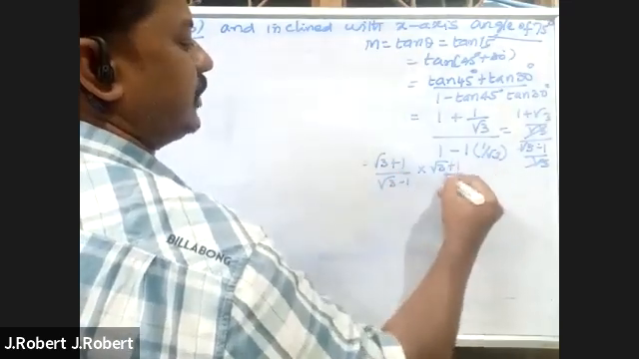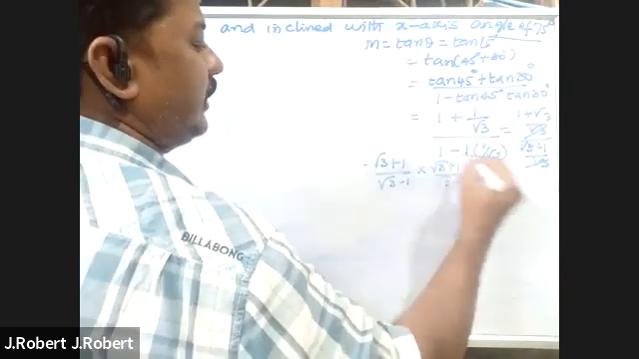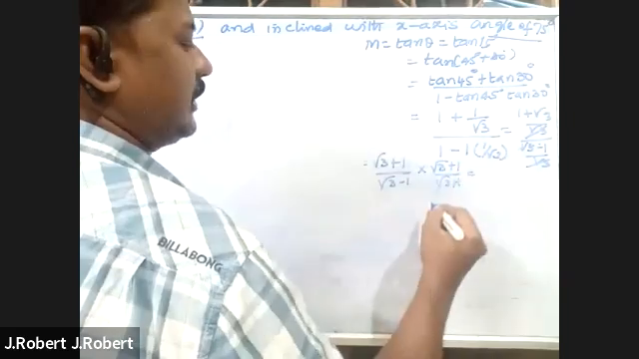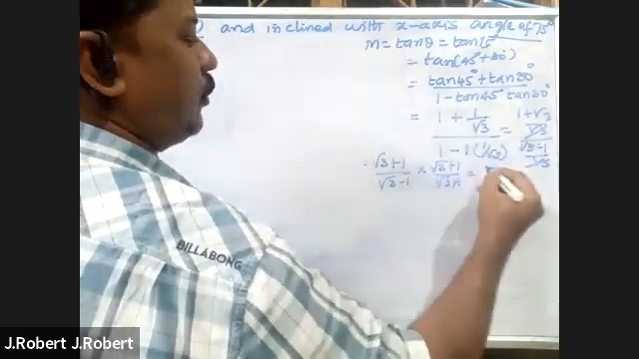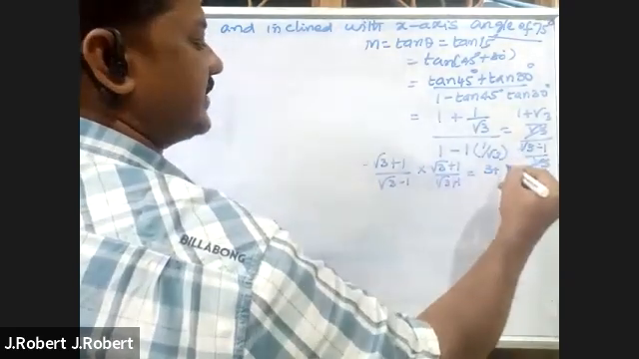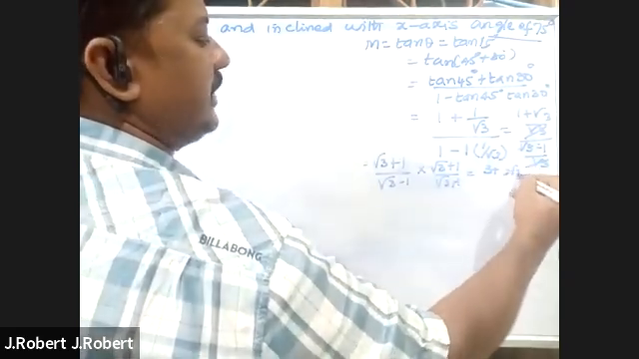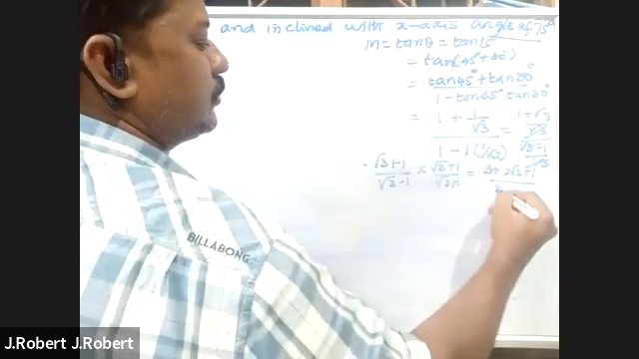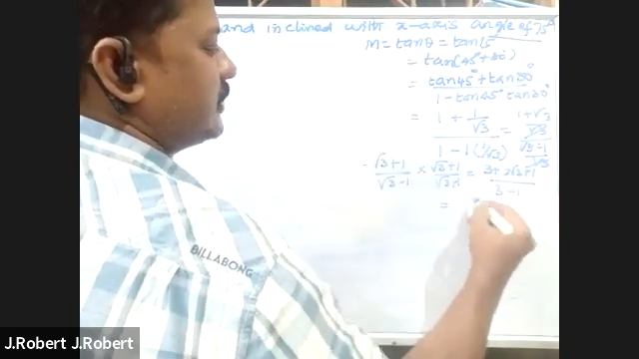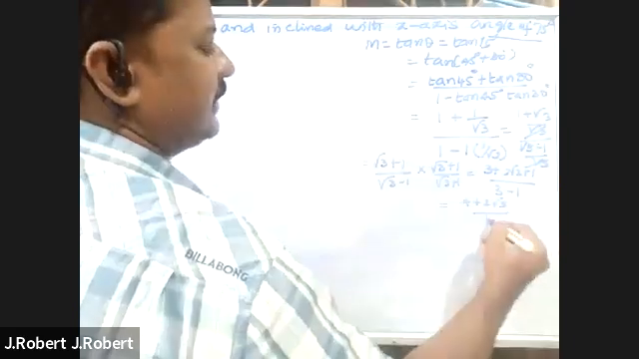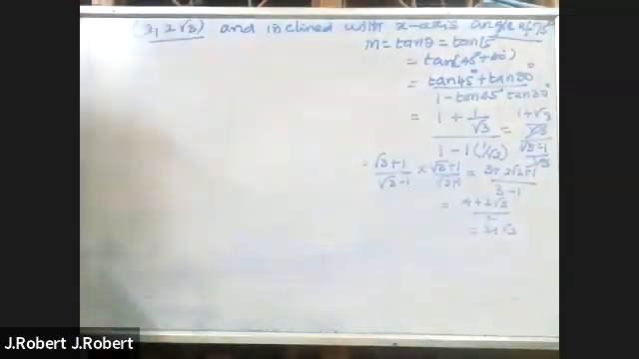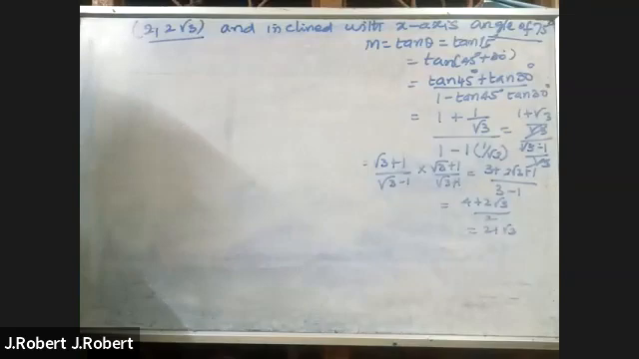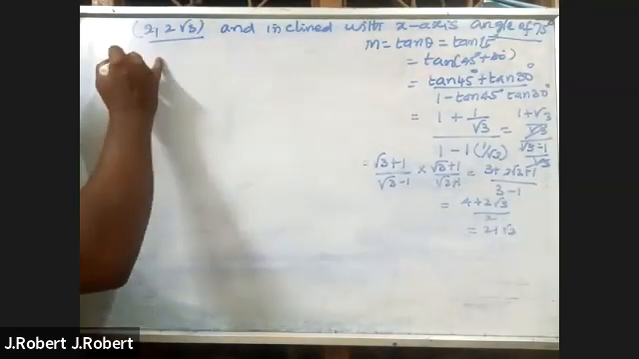Take the conjugate: root 3 plus 1 divided by root 3 minus 1. We'll get root 3 plus 1 the whole square. Root 3 square is 3, plus 2 root 3 plus 1, over 3 minus 1, which is 4 plus 2 root 3 divided by 2, which equals 2 plus root 3. Therefore, we have the slope m as 2 plus root 3.